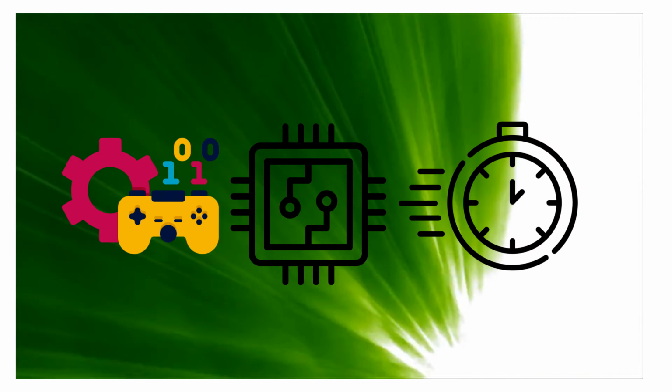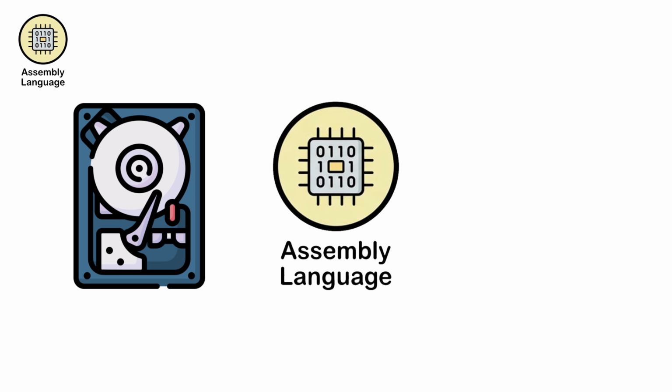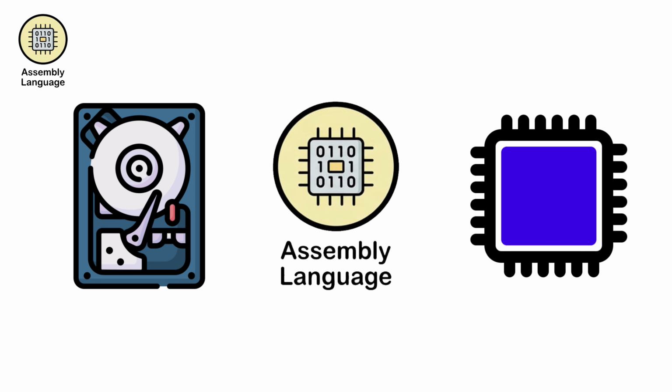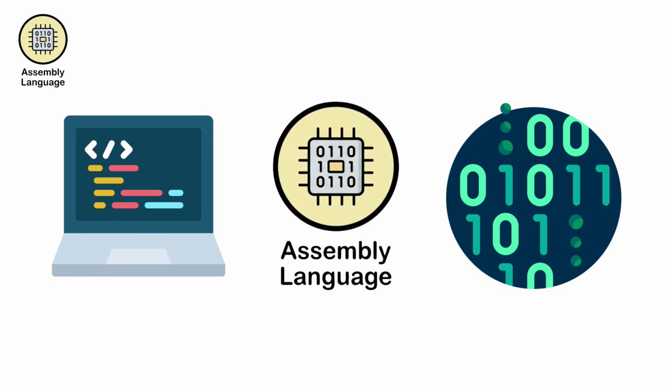It's still used today in places where speed is critical, like writing firmware for microchips or optimizing game engines at the lowest level. Here's the thing, it gives you total control over memory and processing. The downside is that it's brutally hard to read and write, and code written for one processor type won't work on a different one without being rewritten from scratch.